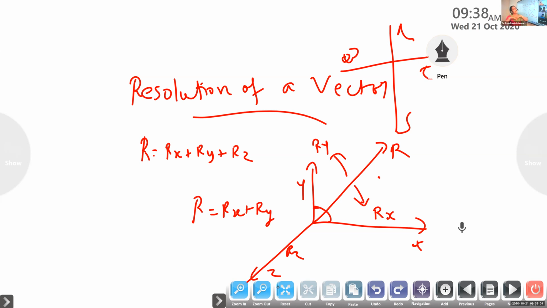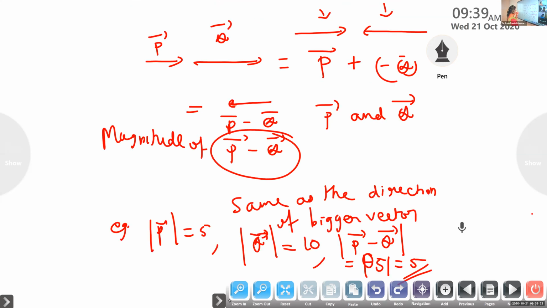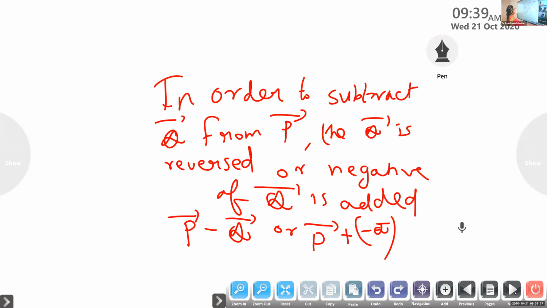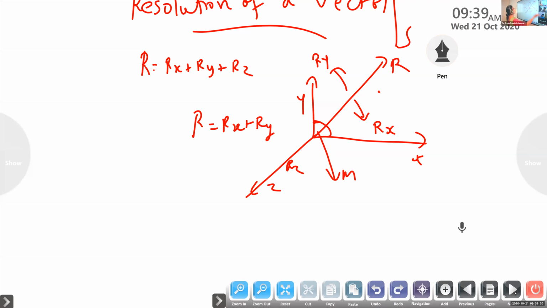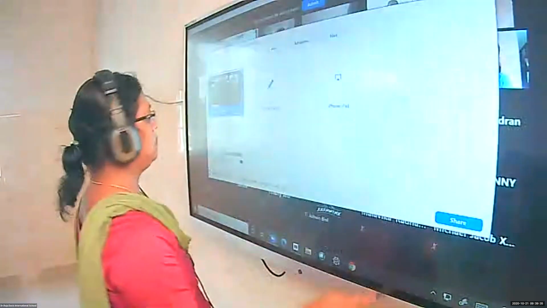Any vector we can split into many components. Suppose you have another component M here, then you can add Rx plus Ry plus Rz plus Rm. It goes on like that. So that is resolution of vectors. Okay, so you can write the first heading: importance of resolution of vector.